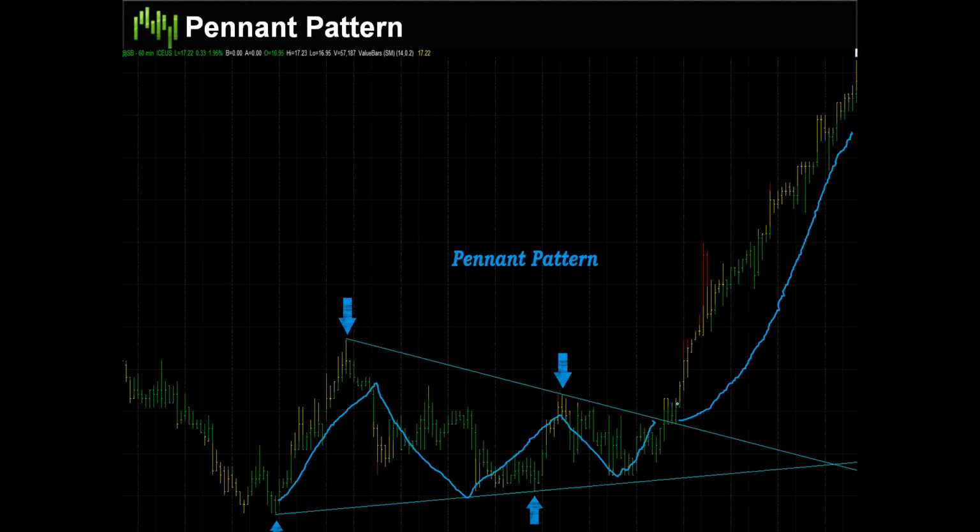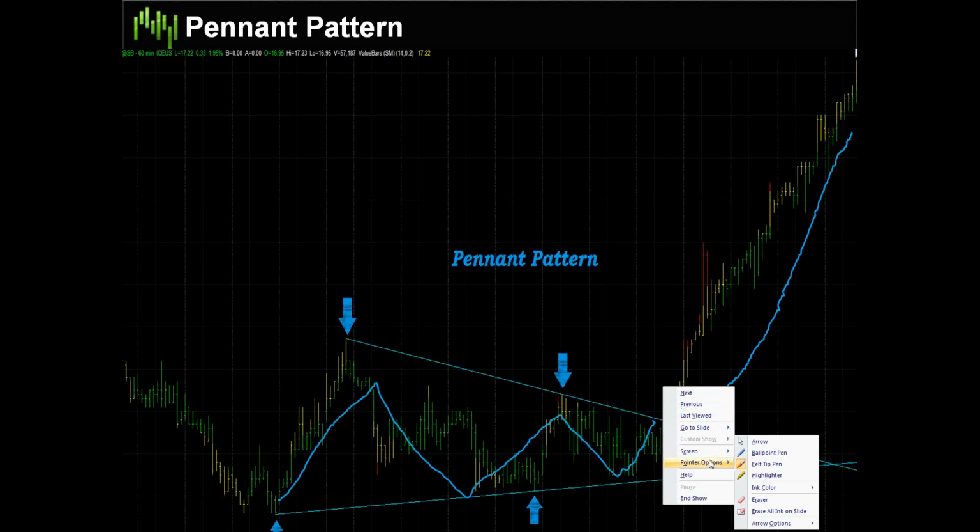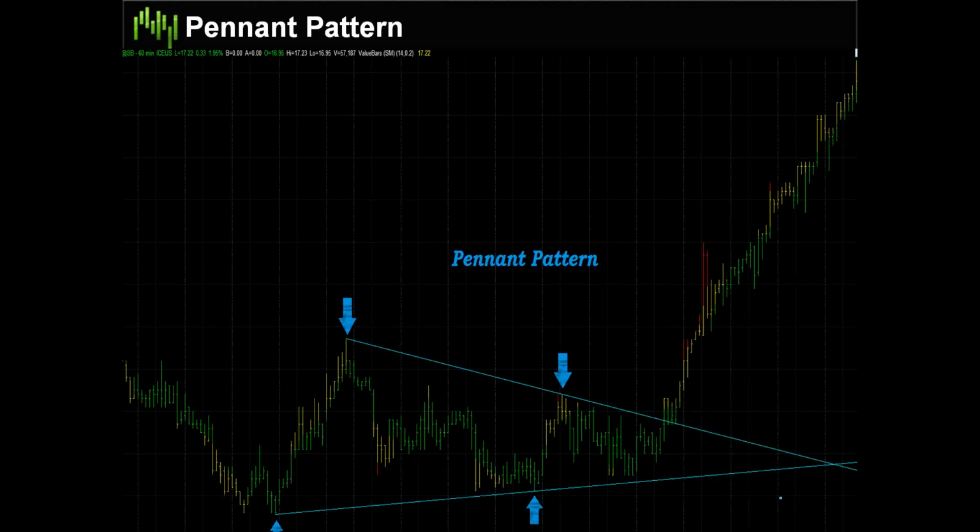And what I mean by that, let me go ahead and erase all this ink. The way that you will trade this is you're going to put your long order right here on the outside of the pennant. You'll put your short order down here on the outside of the pennant.